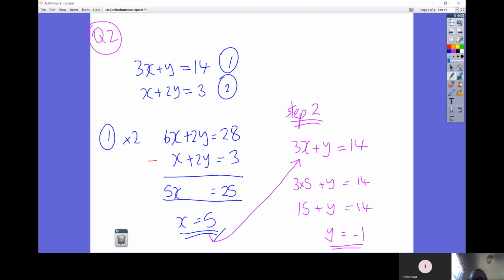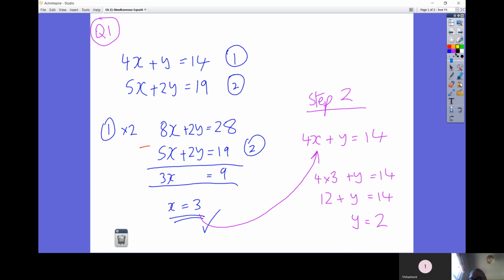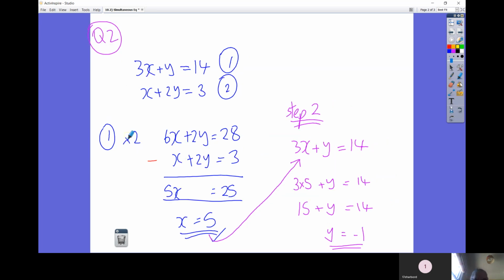So in the ones we've done so far, when we've done our multiplying, we've ended up with the adjusted equation that lines up and has the same sign. When you doubled equation 1, you ended up with plus 2y and plus 2y. That's why you had to take away. That was question 1. Same with question 2. When you doubled equation number 1, you ended up with a plus 2y and a plus 2y.